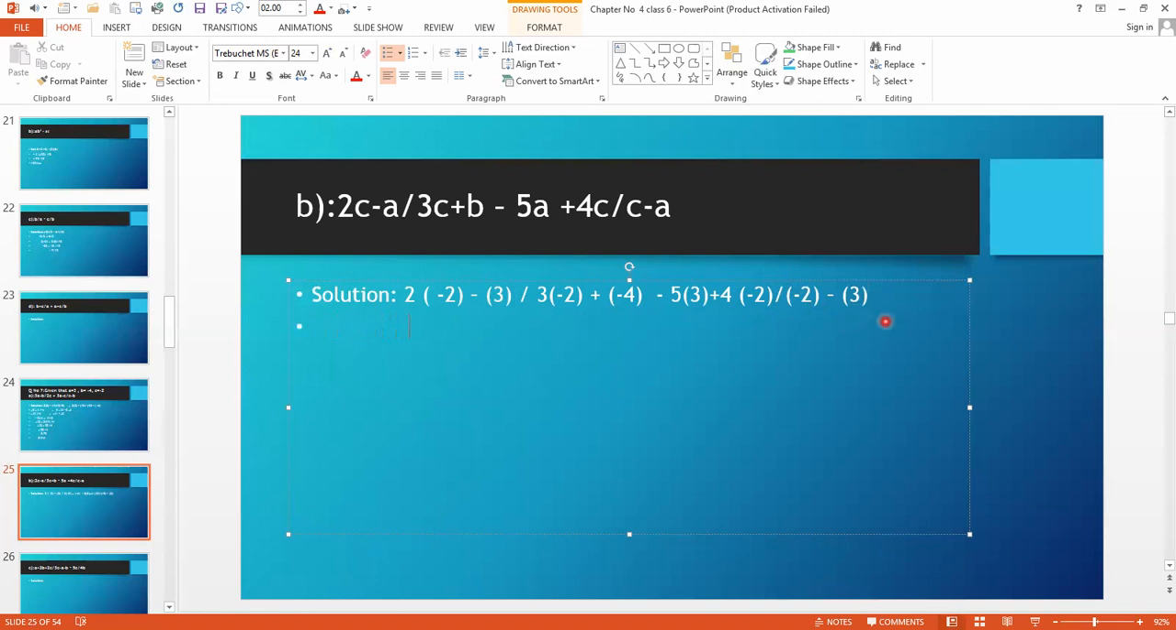Look here. Plus into minus, it is equal to minus. So 2 2s are 4. Okay. Now move towards the next part, that is minus 3. Okay.